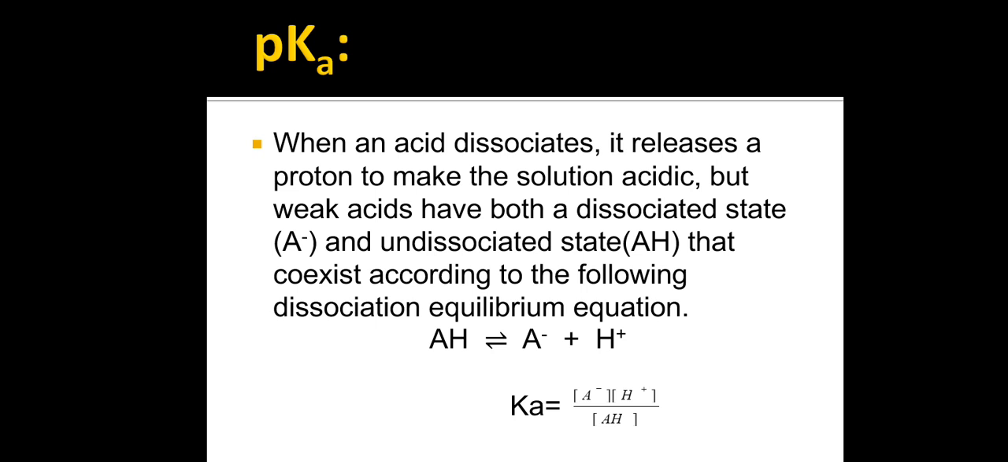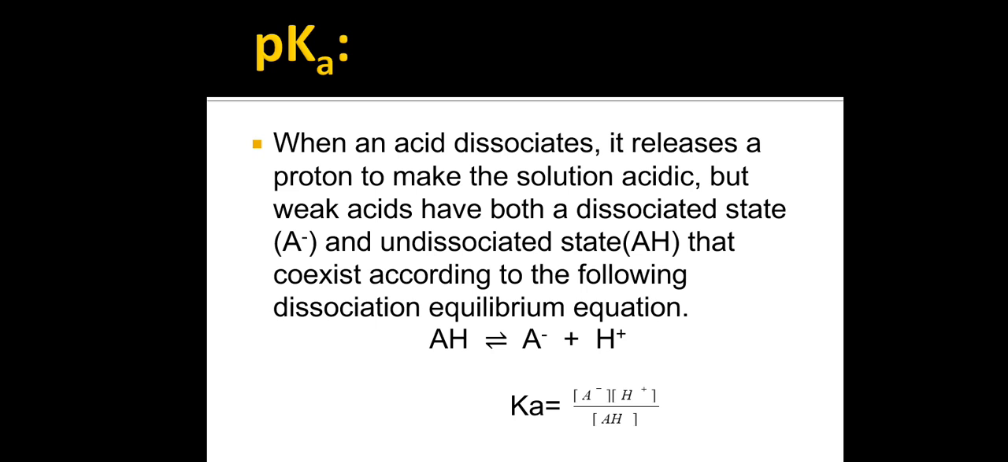We can write the equilibrium constant for this particular dissociation equation, and we know that the equilibrium constant is nothing but the ratio of the products to the reactants. Since it is the dissociation of an acid, it is known as the dissociation constant of an acid, which we represent as Ka, not K. So it is nothing but A minus and H plus by AH.